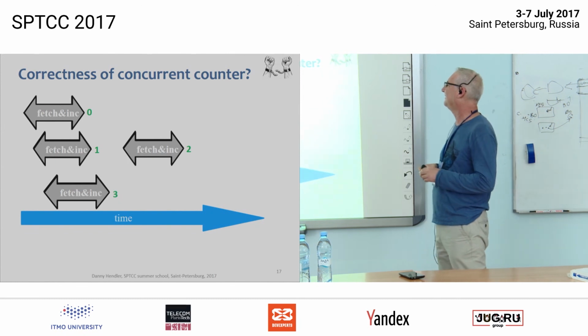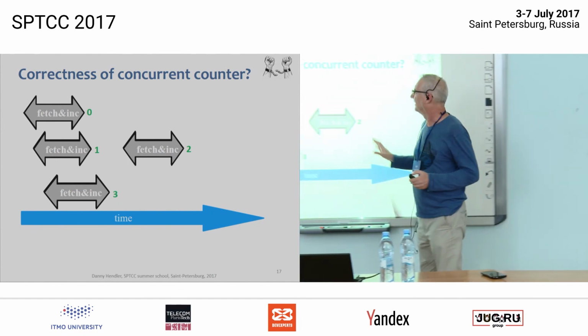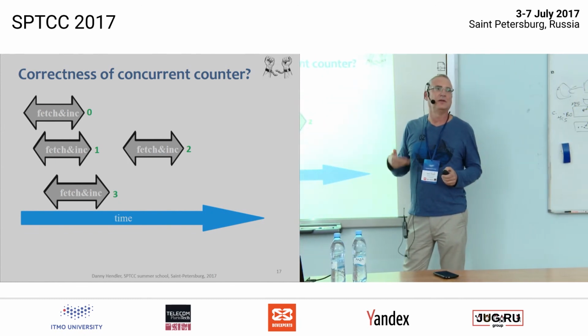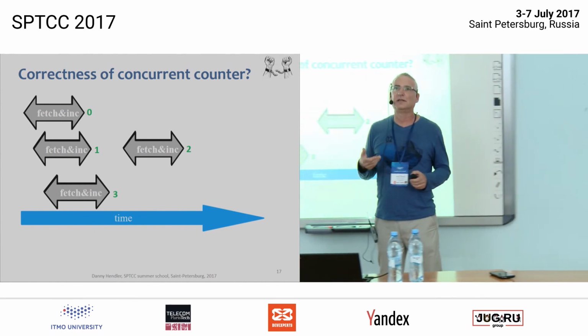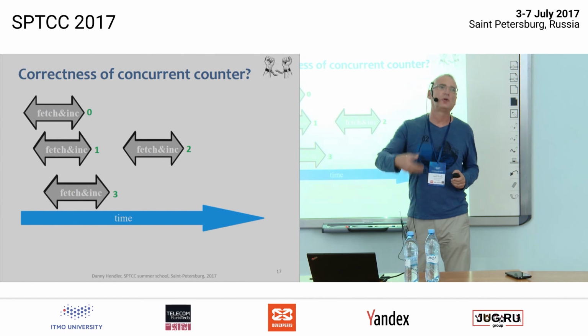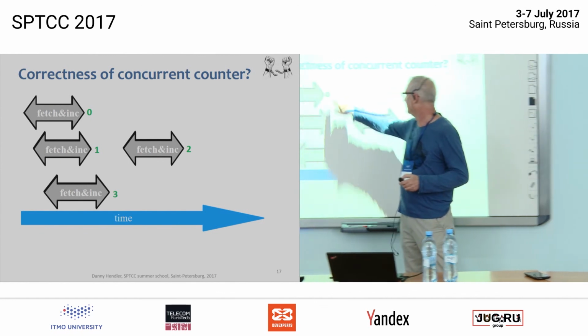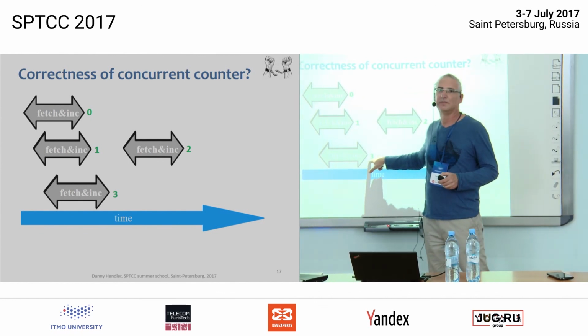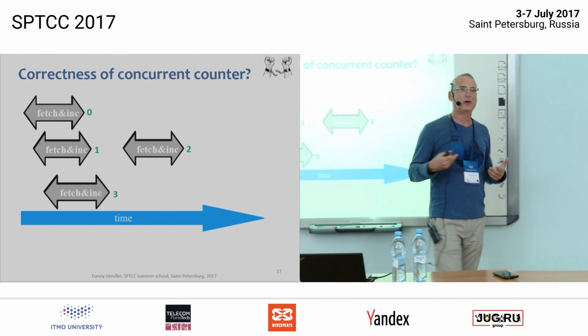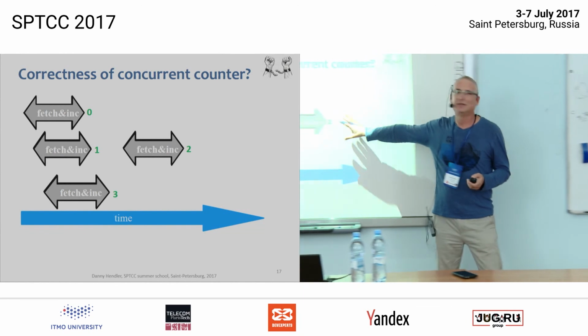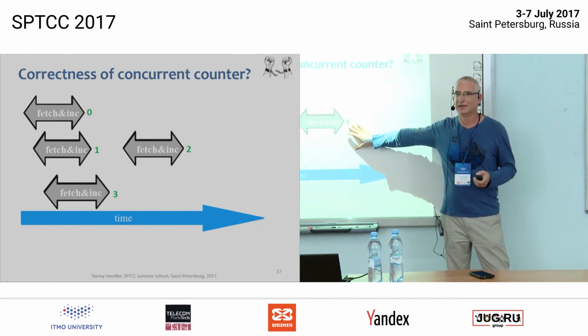Okay, so let's see another possible execution of a concurrent counter. In this case, the values that are returned by the 4 operations are contiguous numbers, 0, 1, 2, and 3. So there are definitions of correctness that will accept this execution as legal.